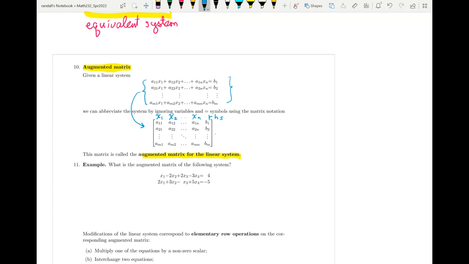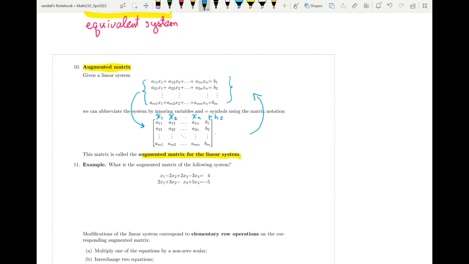So I wrote this arrow from system to augmented matrix. You can also go from augmented matrix to a system. So you can go back and forth, and we will go back and forth. And I'll do that as I go along here. So let's just practice writing out the augmented system. So there's my system of equations.